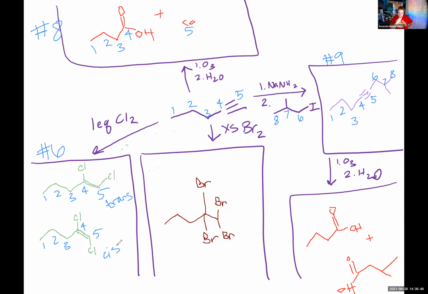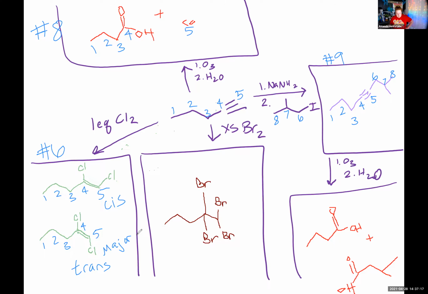We're going to get both of, oh, I labeled those backwards, didn't I? I looked up at my shared screen and realized they were backwards. Let's try that again. We'll get the trans version. We'll get the cis version. The trans is our major product. That's just a sterics thing. The 2 chlorines are farther away from each other, so it's happier. But looks great.